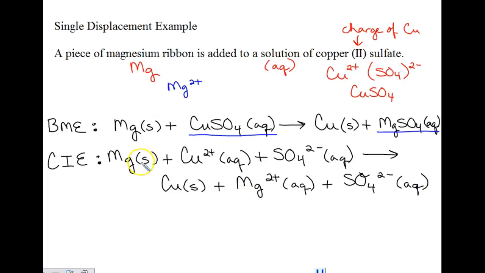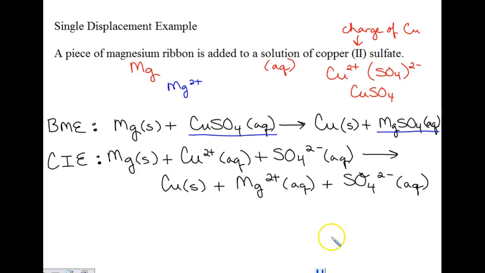Notice that I did not add a charge to either the magnesium or the copper when I wrote the ionic equation. The only things that change are the things that are aqueous. If it's not aqueous, don't mess with it. And as long as you're looking at a single displacement or a double displacement reaction, you're not going to see a charge on a solid, liquid, or a gas. Really, the only things that can have charges are gaseous ions or aqueous ions. And you're not going to deal with a gaseous ion in a single displacement or a double displacement reaction.